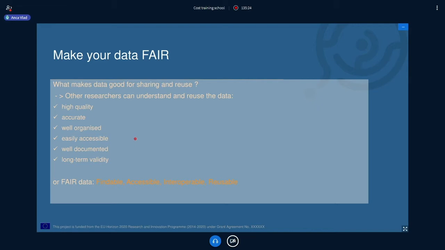It should ideally be easily accessible and well documented, and have long-term validity in terms of file format. So it needs to be able to be used in 20, 30, 50 years from now. And all these principles are incorporated somehow into the FAIR principles. So we want findable, accessible, interoperable, and reusable data. And now we will look individually at these principles and what we should look for to ensure that the data that we publish satisfies these principles.